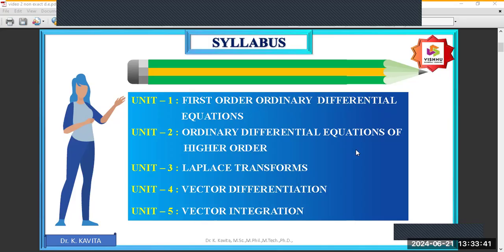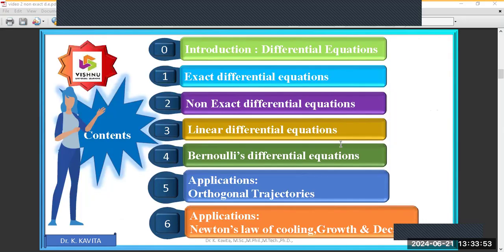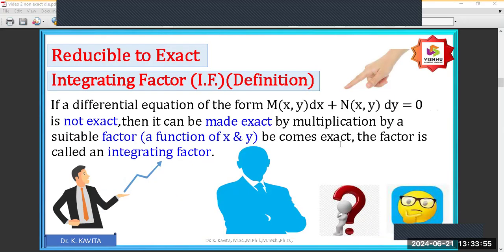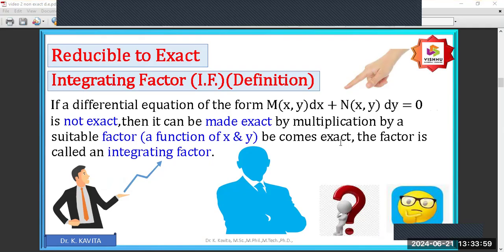Hello everyone. In this video, we are going to discuss Unit 1, first order differential equations, in that, equations reducible to exact differential equations. So let me explain one by one.